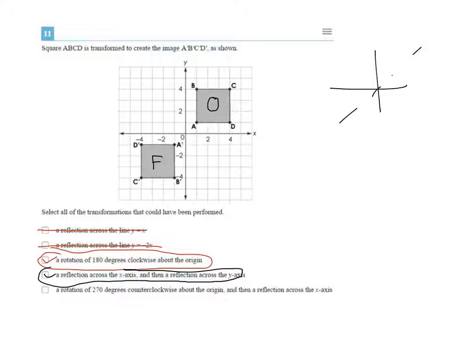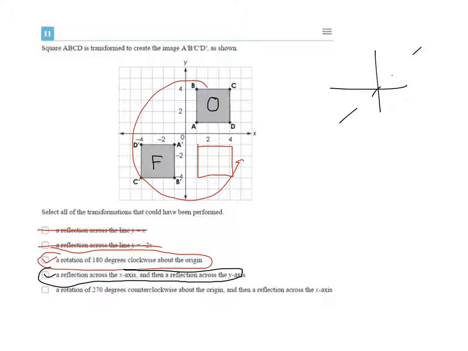All right, a rotation of 270 degrees counterclockwise around the origin, and then a reflection across the x-axis. So if I go 270 degrees, 180 would take me to where F is in either direction, but then I'm going to go another 270, so that would put the thing right here, because I'm going 180 and then another 90. That would put it right here.